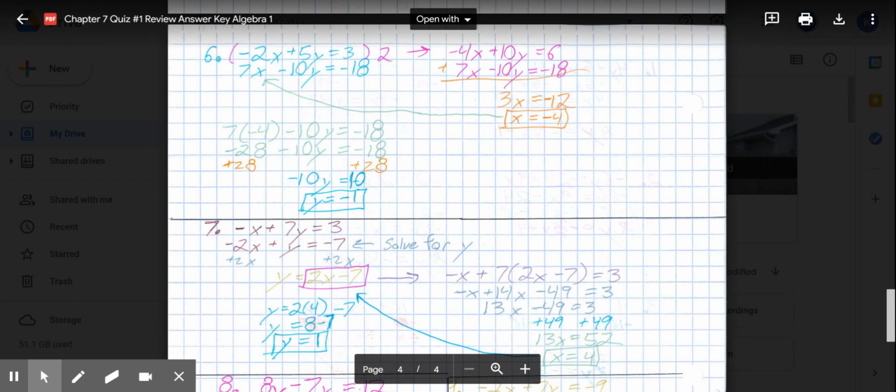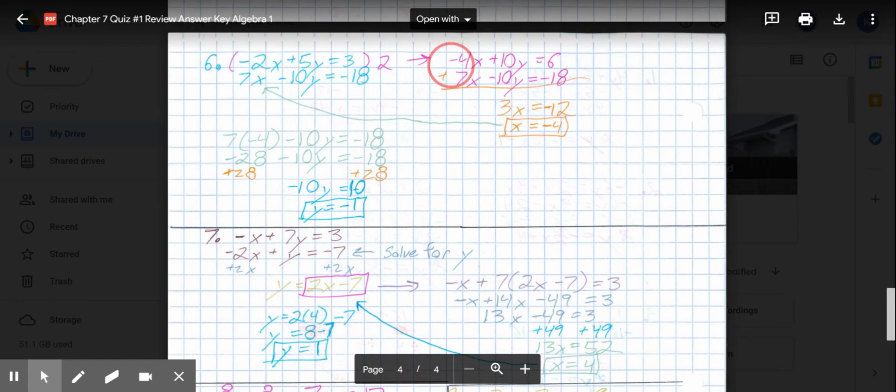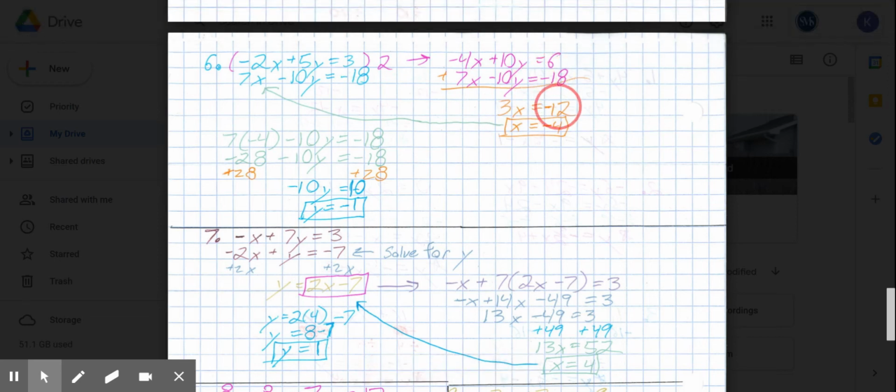So the top equation, when everything's multiplied by 2, becomes negative 4x plus 10y equals 6. Bottom equation is still 7x minus 10y equals negative 18. So when we add those, the y's cancel. Negative 4x and 7x is 3x. 6 minus 18 is negative 12. So 3x equals negative 12, divide by 3, and x equals negative 4.